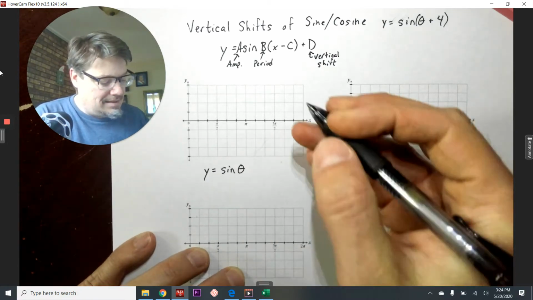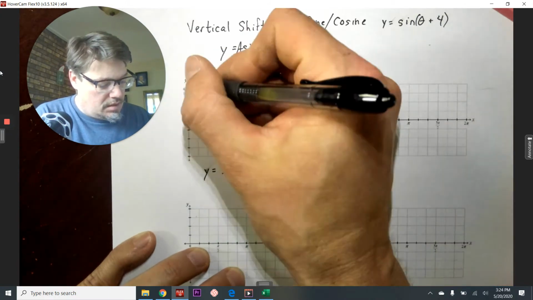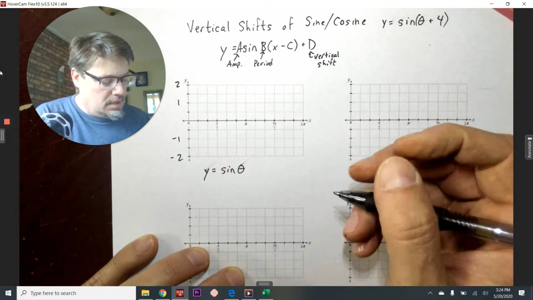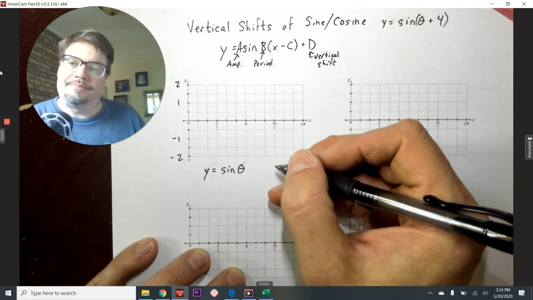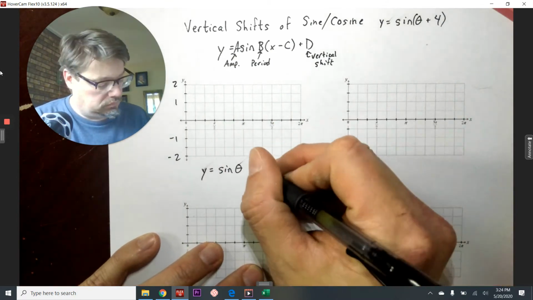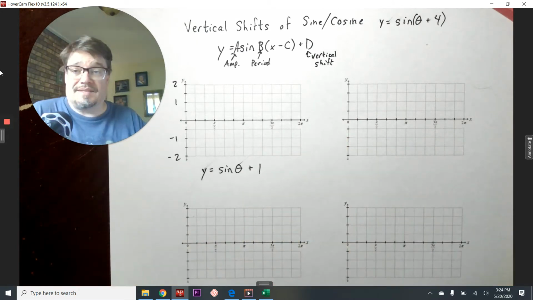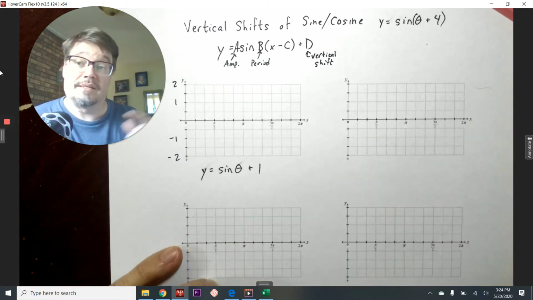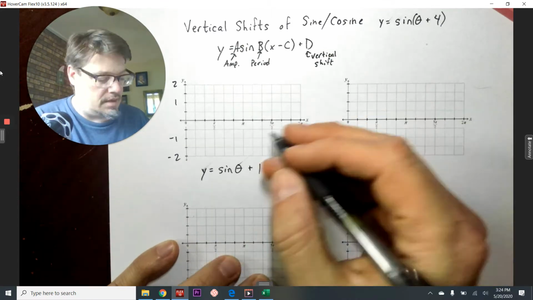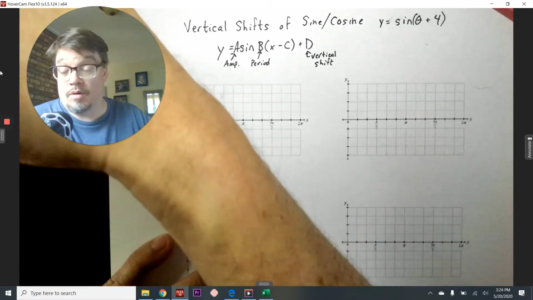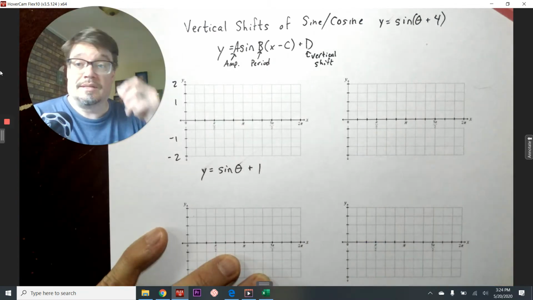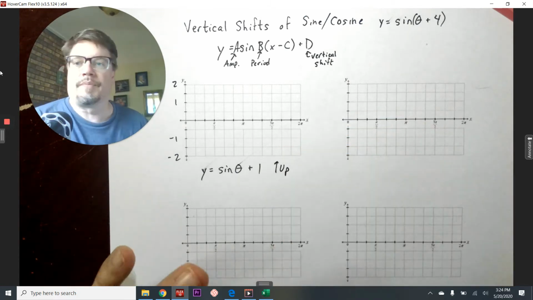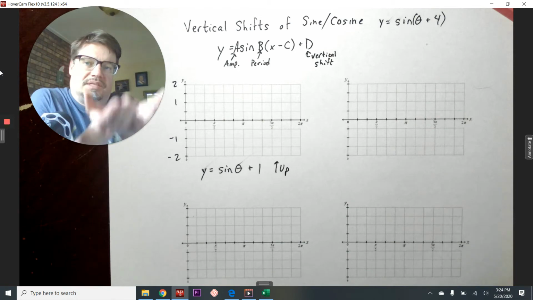Let's say that, let's label our axis here 1, -1, that's 2, and that's -2. Let's say that I have the sine plus 1. I don't have any parentheses, so the 1 is D. So this means a vertical shift of +1, just like the transformation of other polynomials and exponential functions and quadratics and lines. This is basically an upshift of 1. So we take the whole sine curve and we just lift the whole thing up by 1.